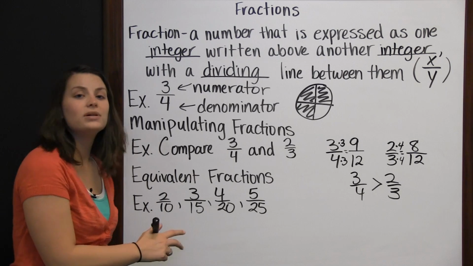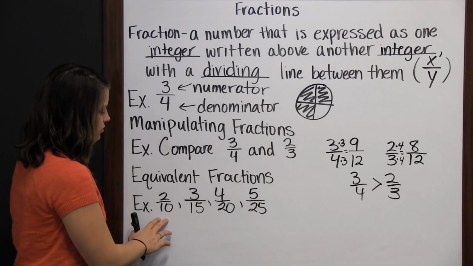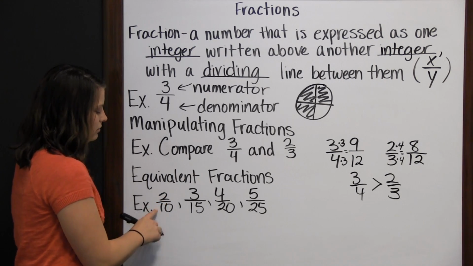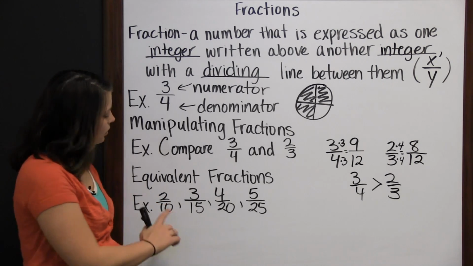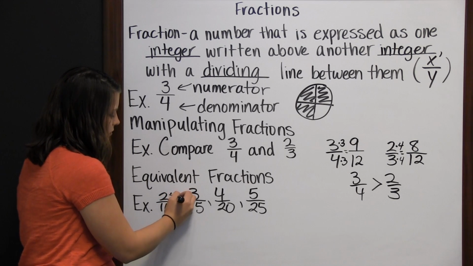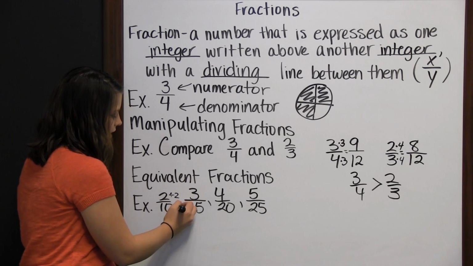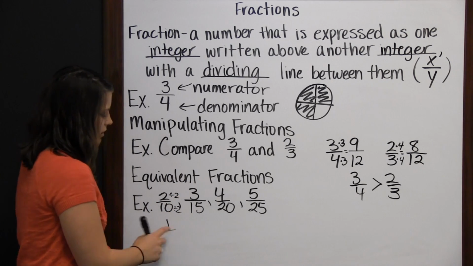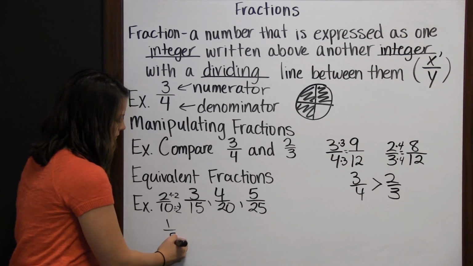So if we wanted to simplify this fraction 2/10, we would just divide the numerator and the denominator by the same value. Both 2 and 10 are divisible by 2. So we divide our numerator by 2 and our denominator by 2. 2 divided by 2 is 1. 10 divided by 2 is 5.